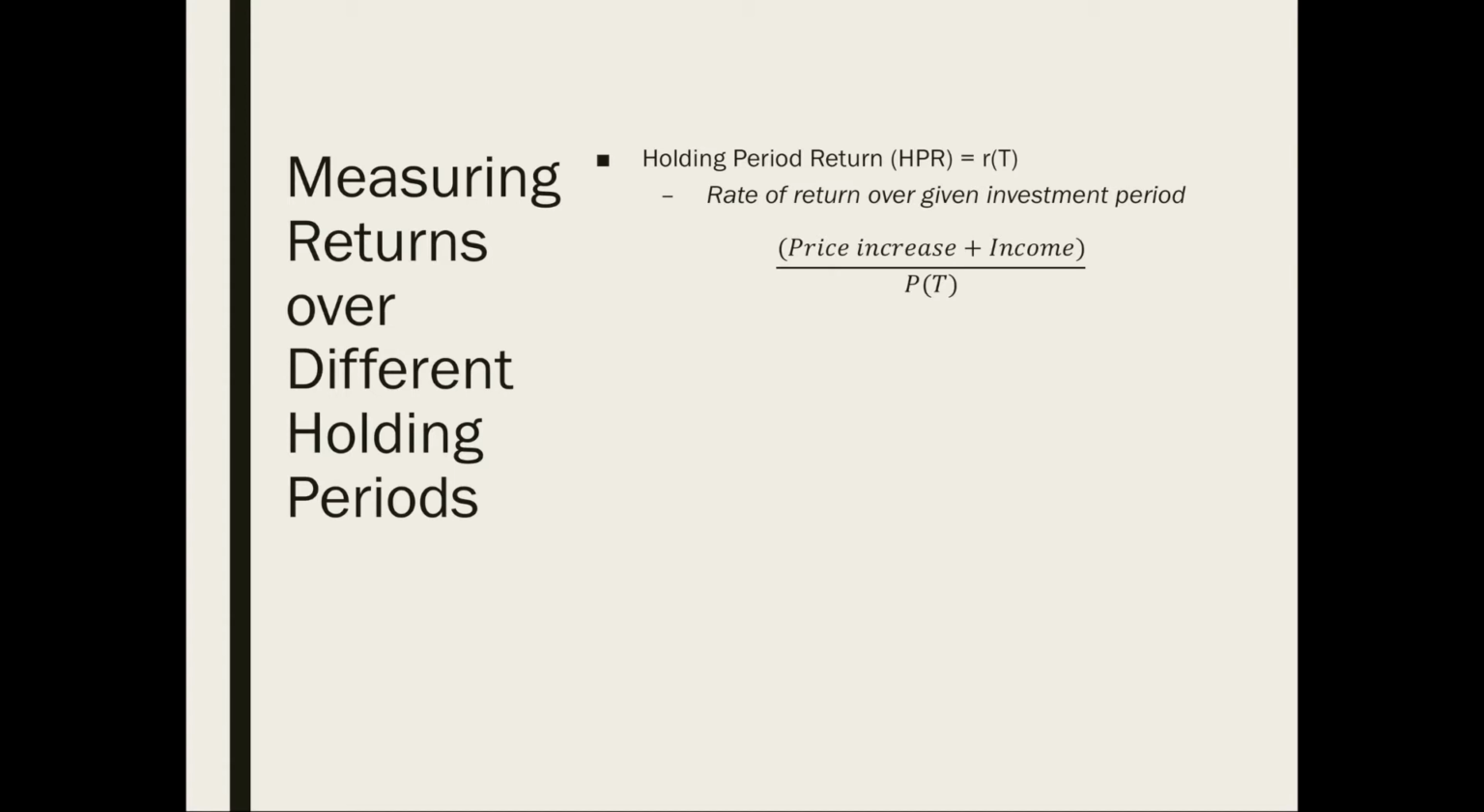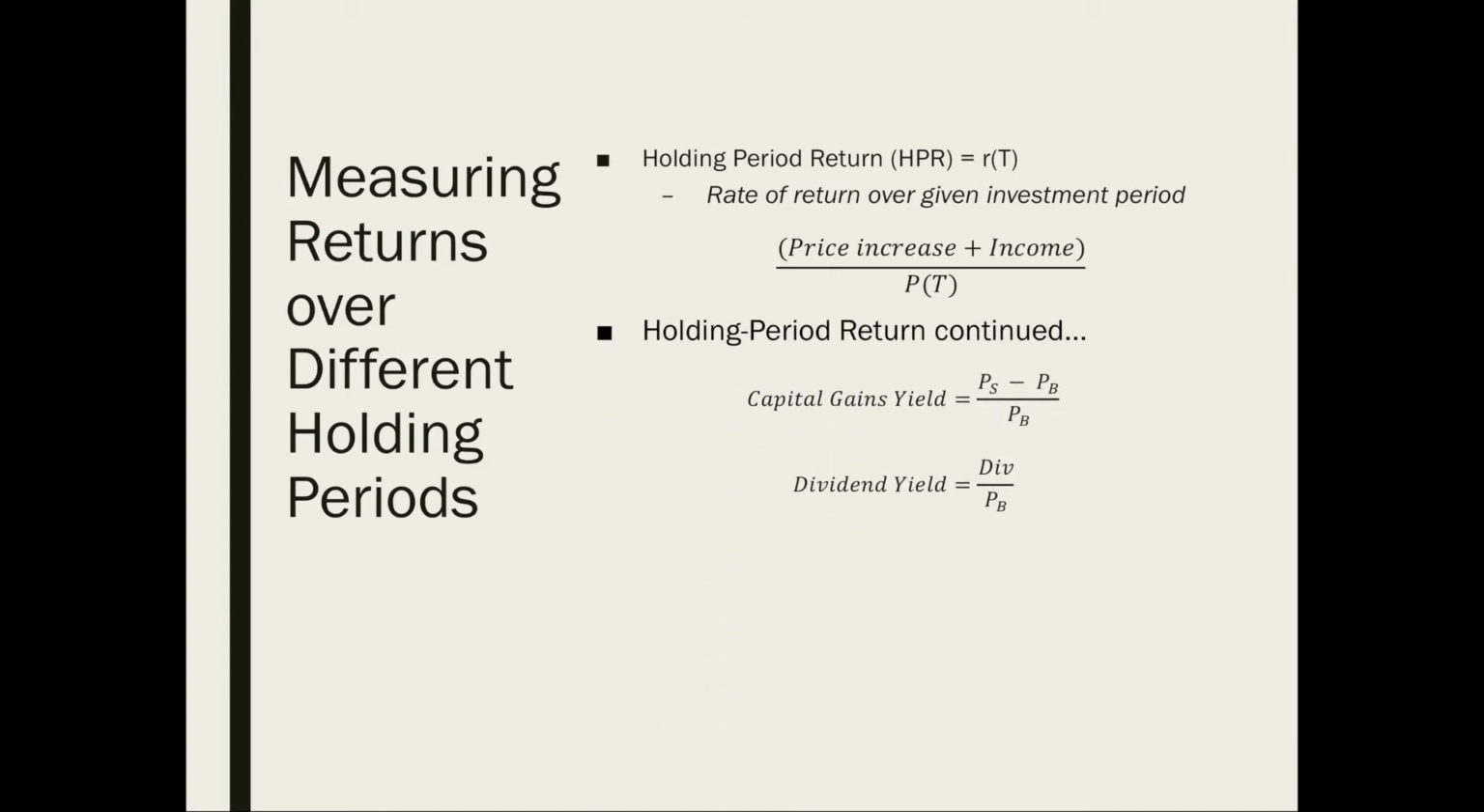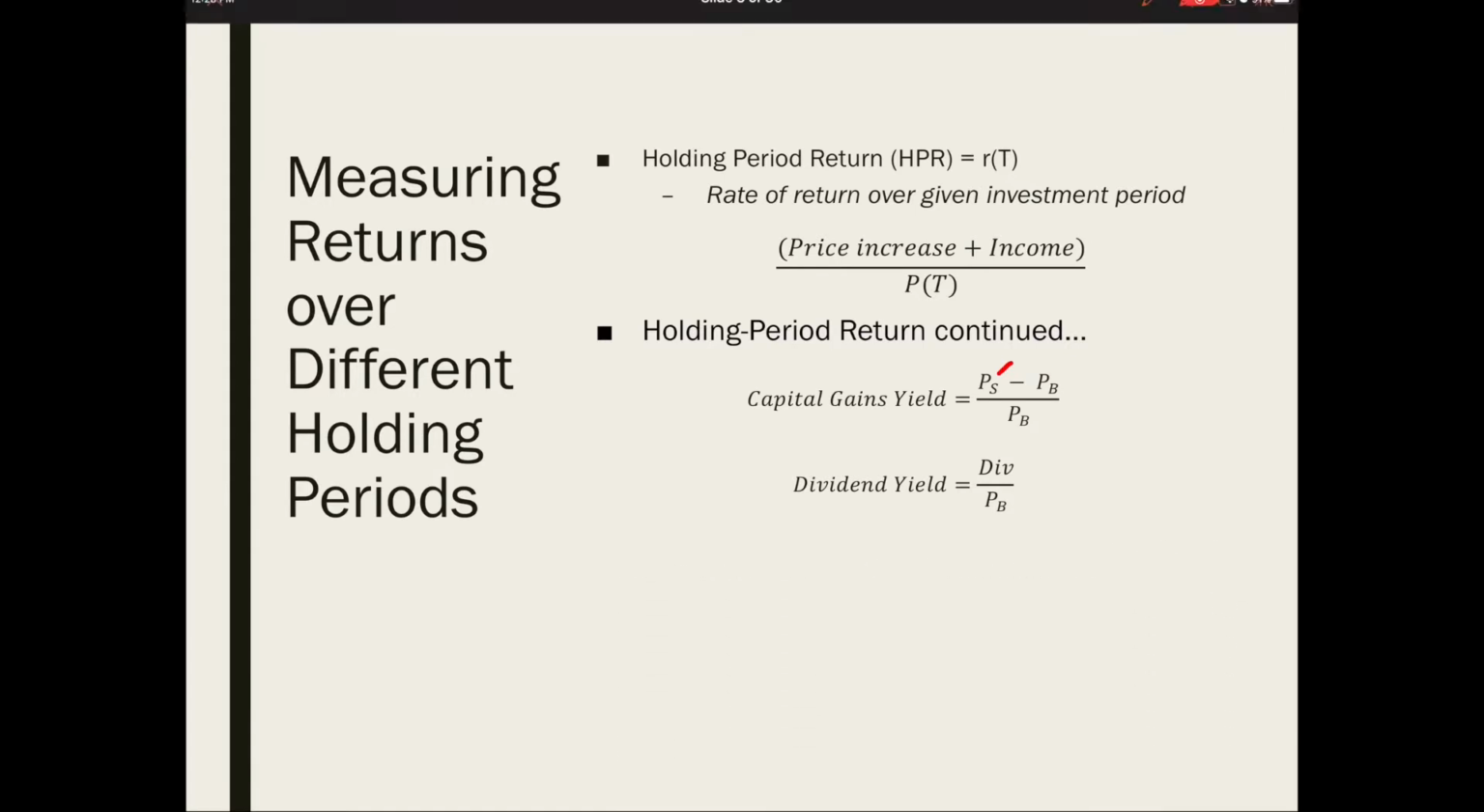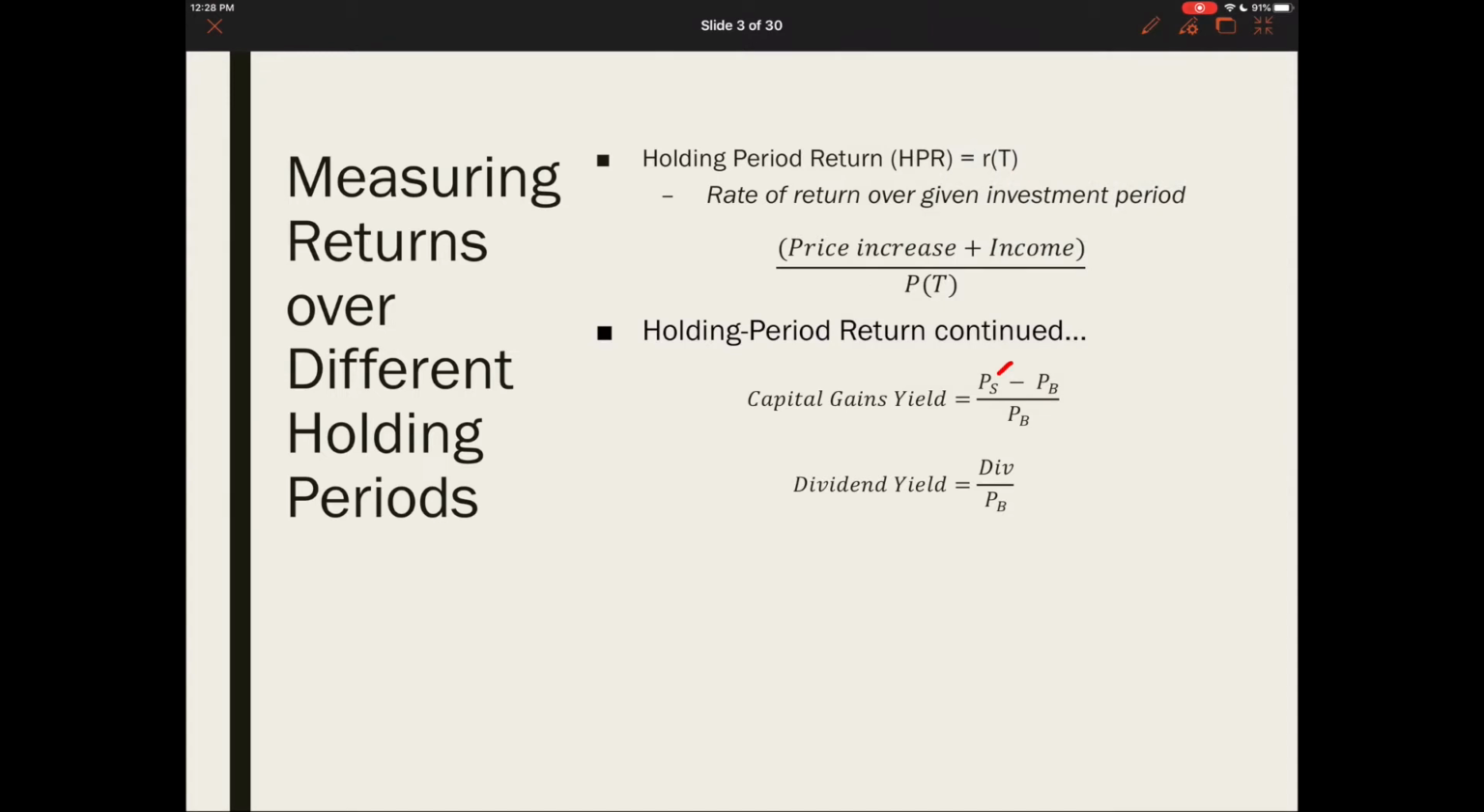If we want to break down the holding period return a little bit further, your holding period return could be broken down into two components: a capital gains yield and a dividend yield. A capital gains yield is simply the increase in the price of the security. So here what we have is the ending price minus the beginning price, and we divide it by the beginning. And then the dividend yield is simply the income that you received. If it's a stock, it's your dividend amount. If it's a bond, it is your interest or your coupon amount divided by your beginning price.